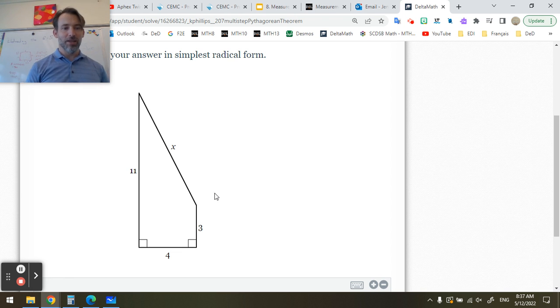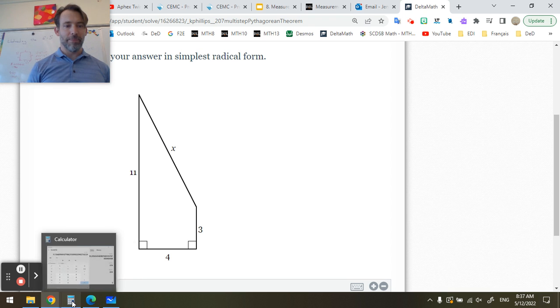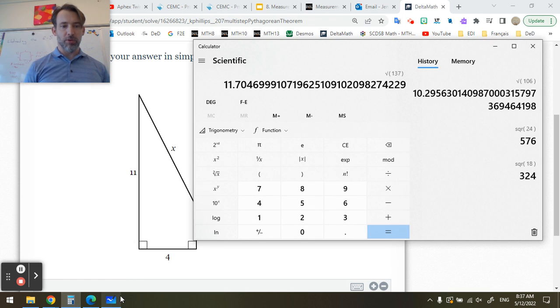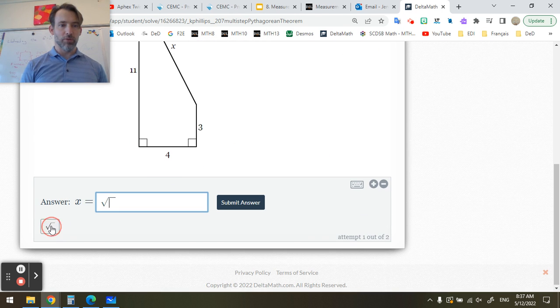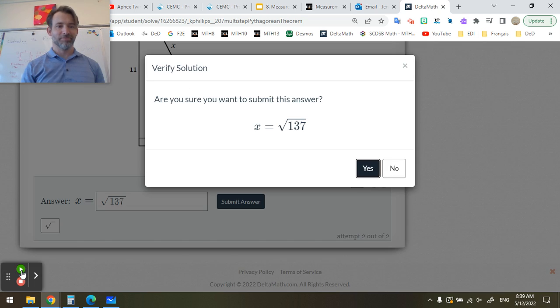Okay, so here, if I know that, where's my whiteboard? Here it is, that 137 is the number that I'm looking for, then I can just write in the square root of 137, and that should work. The answer is not correct. Okay, so I wasn't reading the diagram correctly, was I? All right, so let's take a look at another one.